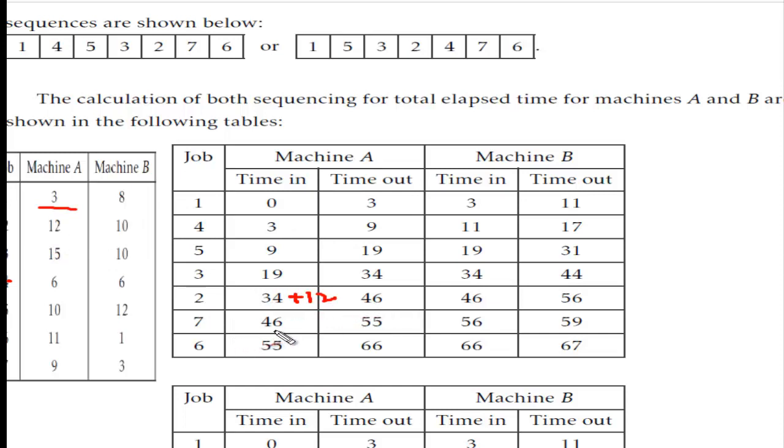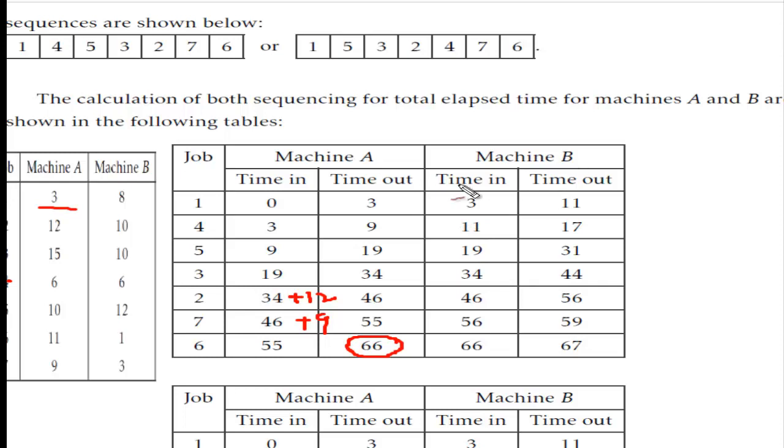The next job, 7, starts from 46 and has 9 units of time. 46 plus 9 is 55. The next job is 6, which has 11 units. 55 plus 11 is 66. At time 66, machine A finishes all its jobs.